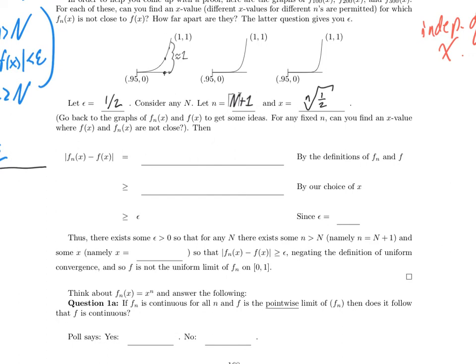So, let's now check it. So that was this item right here. Under these choices of epsilon, big N, little n, and x, let's see what we get. Well, we get the absolute value of f sub n of x minus f of x equal to absolute value of x to the n minus 0, equal to just x to the n.